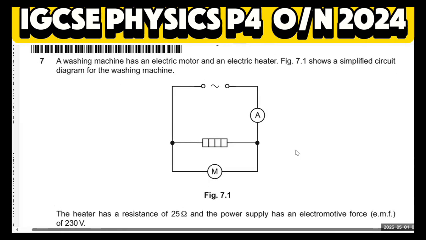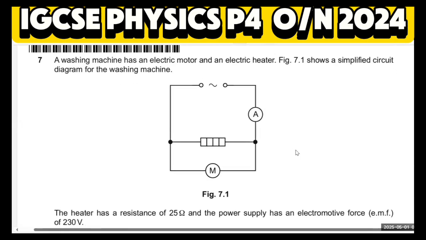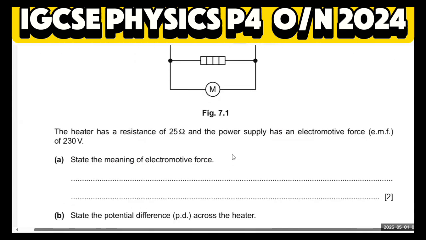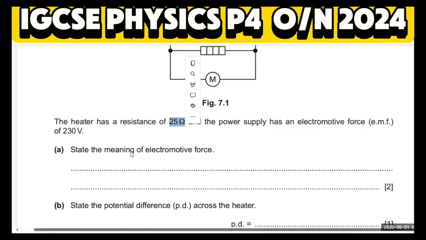Question number 7. I will start from here. A washing machine has an electric motor and electric heater, showing the simplified circuit diagram of the washing machine. First of all, you can see the components: the battery, ammeter, this is the symbol of the heater, and M for motor, and this is a parallel circuit. The heater has a resistance of 25 ohms and 230 volts across it.